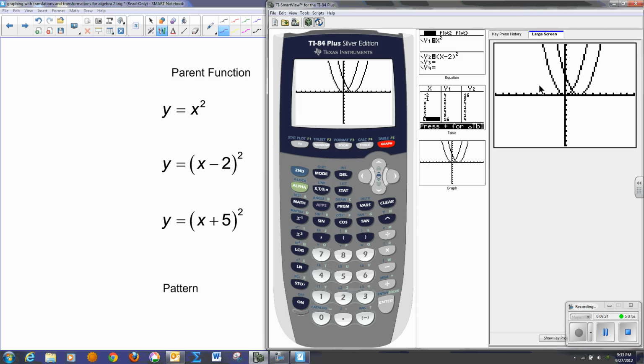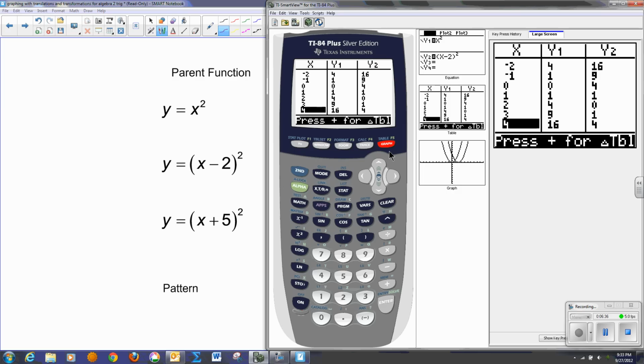Now you'll notice this appears to have slid over. And the only way we could tell that it was the same exact shape that slid over is to look at the pattern. So I'm going to look at my table values. I'm going to go second table. And you'll notice that my first function, y sub 1, is our y equals x squared: 0, 0, 1, 1, 2, 4, et cetera. But you'll notice the other graph has the same pattern. Here's 0, 1, 4, 0, 1, 4.